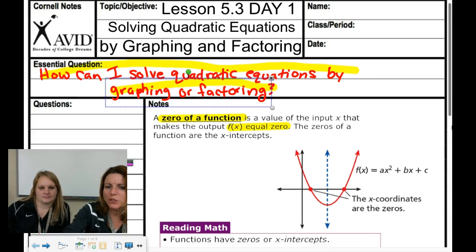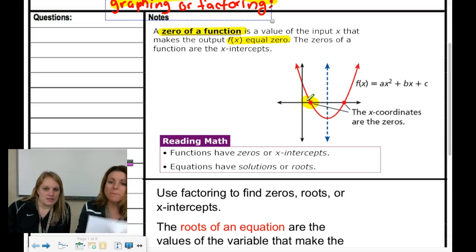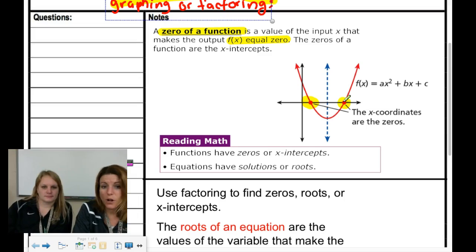So right here on this graph, if you look, Miss Boyd's going to highlight the two x-intercepts. So here's our first one. It's where it crosses the x-axis. And here's our other one. Those are the zeros. You will hear this. Functions will have zeros. They'll also be called x-intercepts. They are equal to each other.